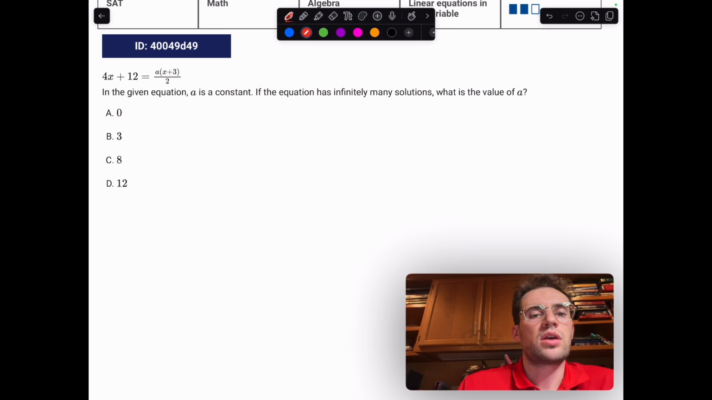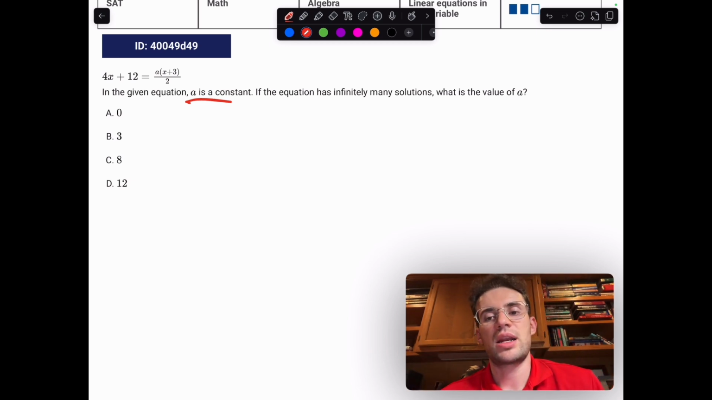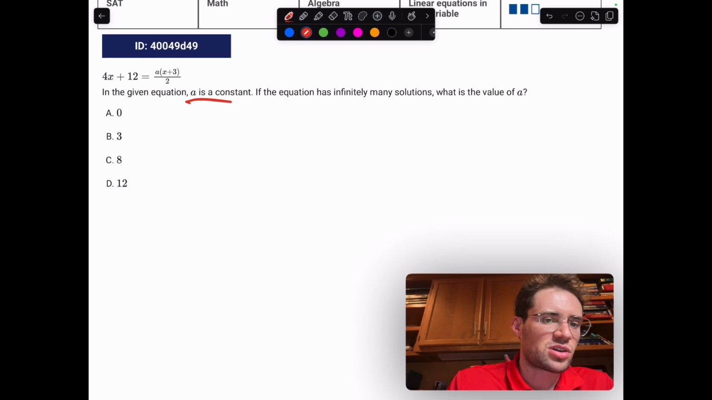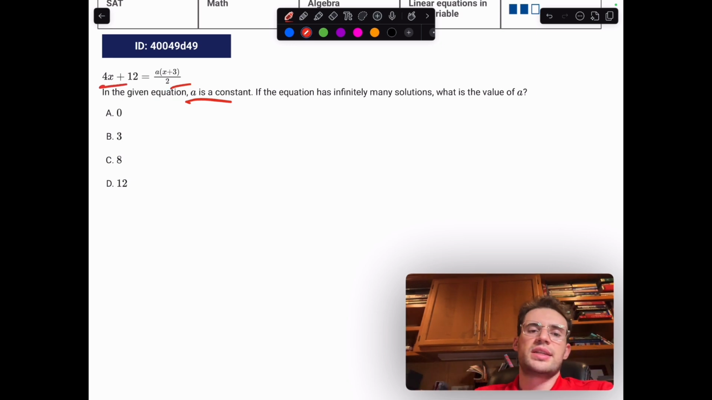4x plus 12 equals, on the numerator we have a times the quantity x plus 3 divided by the denominator 2. In the given equation, a is a constant, so it's just going to be a number. We don't know what the number is yet, but it's not a variable. If the equation has infinitely many solutions, what is the value of a? They really love these infinitely many solution ones, but essentially we want to make sure that it's the same on both sides. We could go, what do you need this to be to make it equal to 4x plus 12?